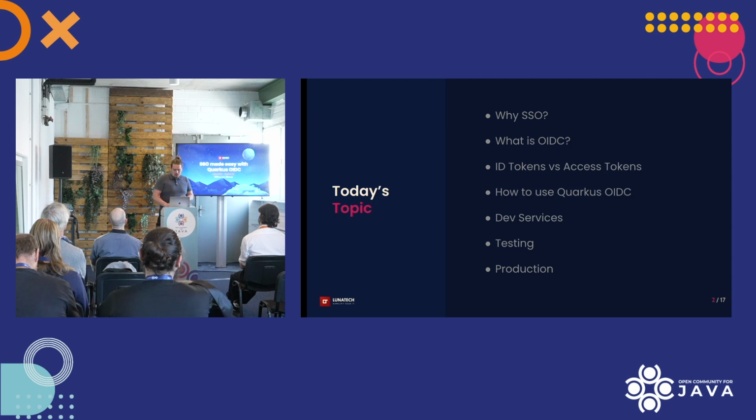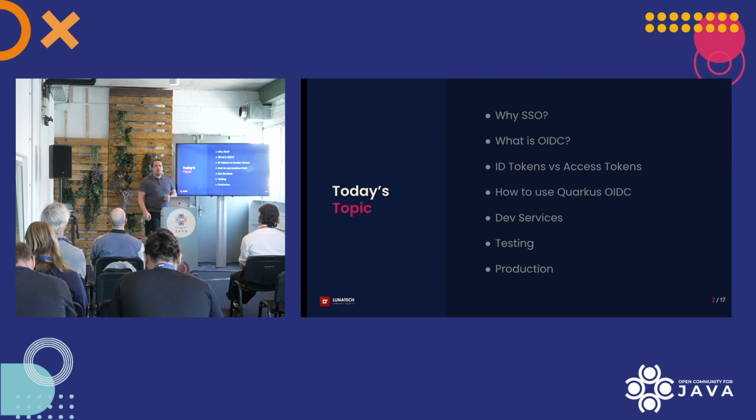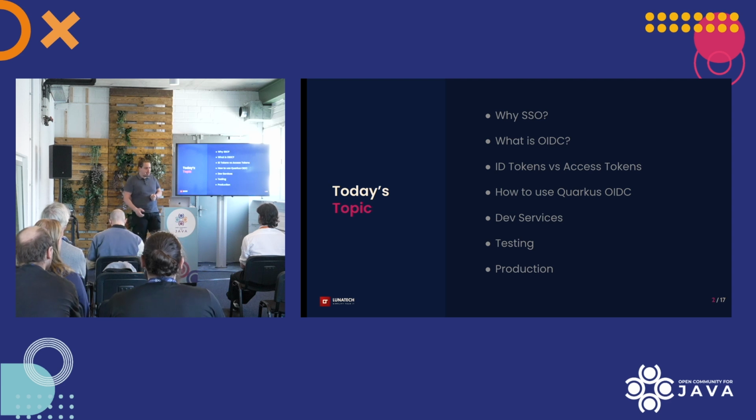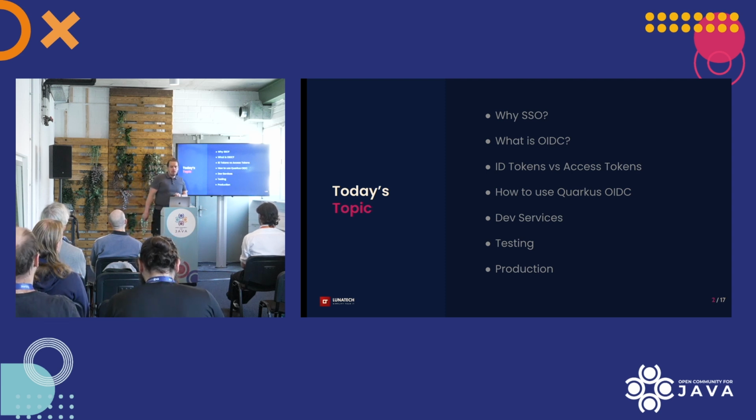Today's agenda, why single sign-on? What is OIDC? What are all these abbreviations? I'll help you with that as well. We're going to have a look at ID tokens versus access tokens, when to use them, when not to use them. Then we're going to dive right into the code to see how to use Quarkus OIDC. We're going to have a look how this works in dev mode with dev services. We're going to do some testing, continuous testing as well. And in the end, I'll show you what to do to go to production.